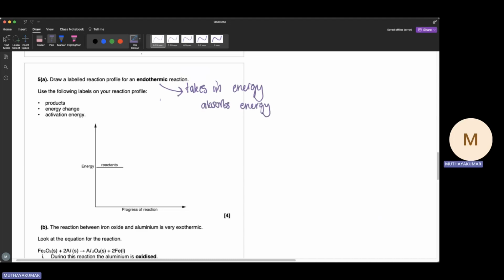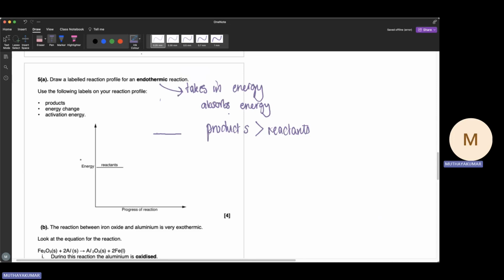So what does this mean and how does it affect our energy profile diagram? If our reactants are taking in energy during this reaction, it means the energy of our products is going to be higher or larger than the energy of our reactants. So when we draw our line for products, we need to draw it higher than our energy of reactants. And it doesn't matter how high. I've gone this high, so it's clear that it's much higher than the reactants. You don't want it too close to the reactants. So I've gone for this height.